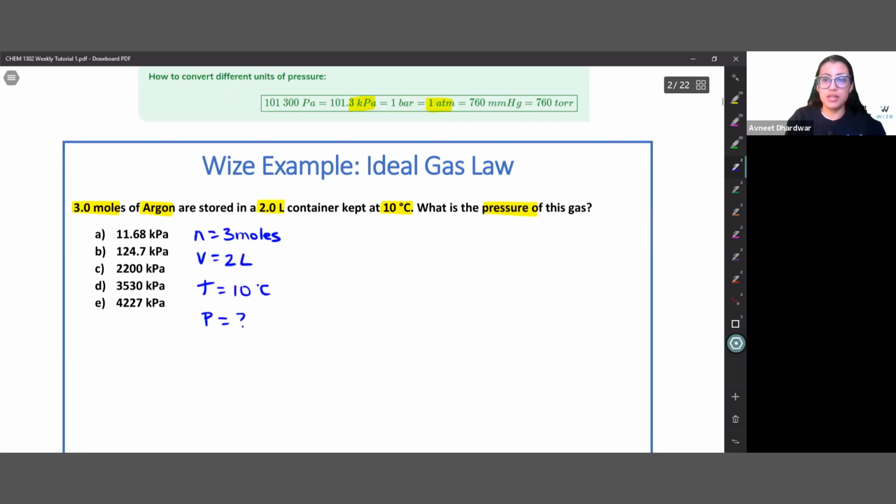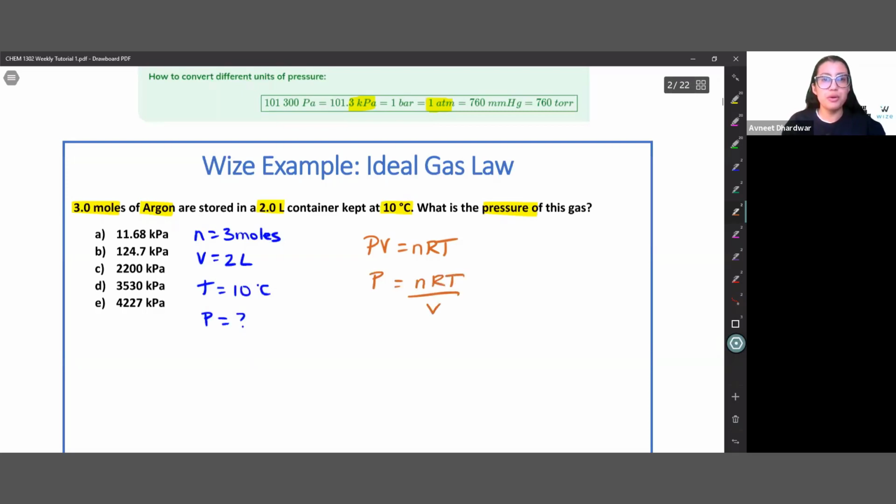So right away, it looks like I'm going to have to use the ideal gas law equation. Okay, and we're being asked to solve for pressure, so I'm just going to rearrange and solve for pressure by dividing both sides by volume. So I'm going to get pressure is nRT over V.